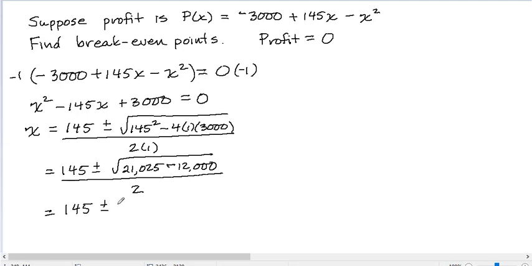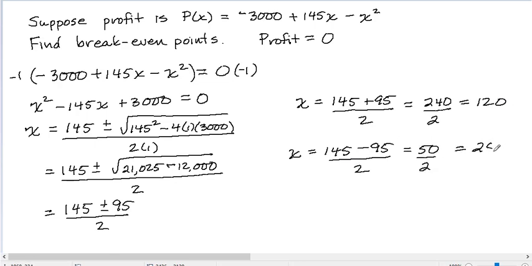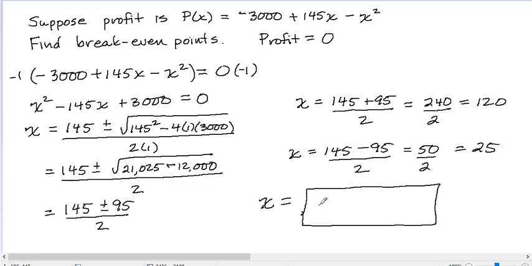145 plus or minus 95 over 2. So I have two values for x. X is either 145 plus 95 over 2, or x is 145 take away 95 over 2. For the first one, I get 240 over 2, which is 120 units. For the second one, I have 50 over 2, which is 25. So I have two values for x. In WebAssign, you'll enter them separated with a comma, 25 and also 120.